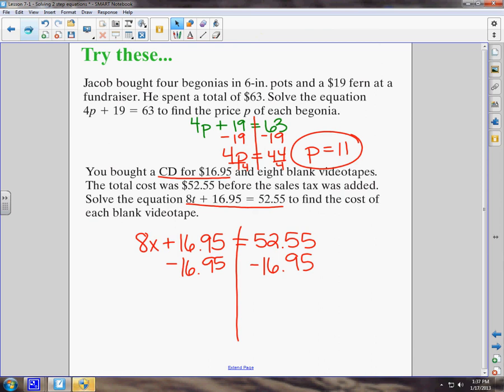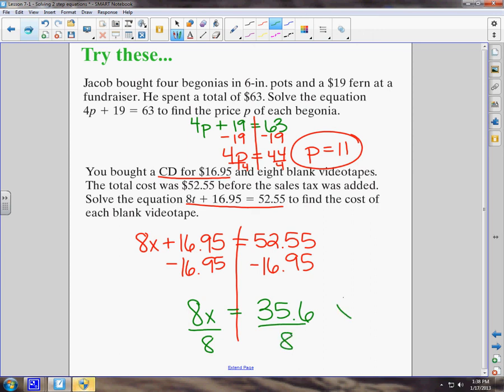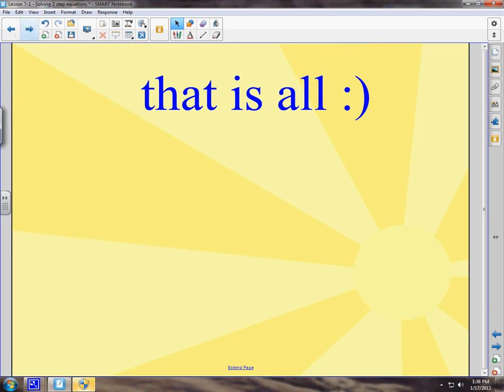I'm going to use my calculator. 52.55 minus $16.95. Then I get 8x equals 35.6. And then I'm going to divide by 8. So each videotape was $4.45. All right, that is it for your notes.